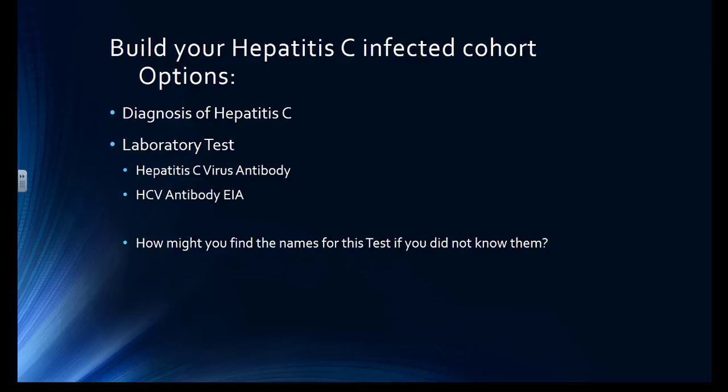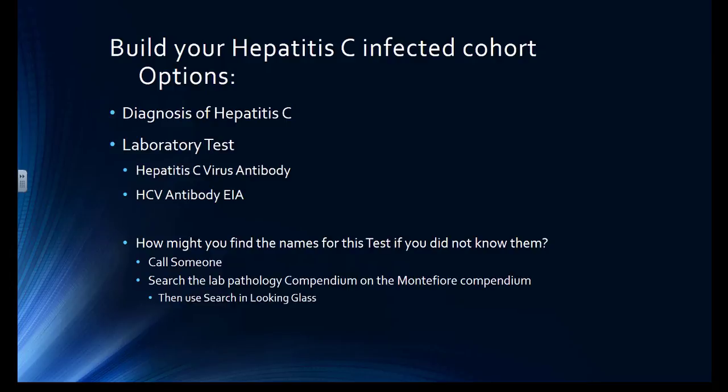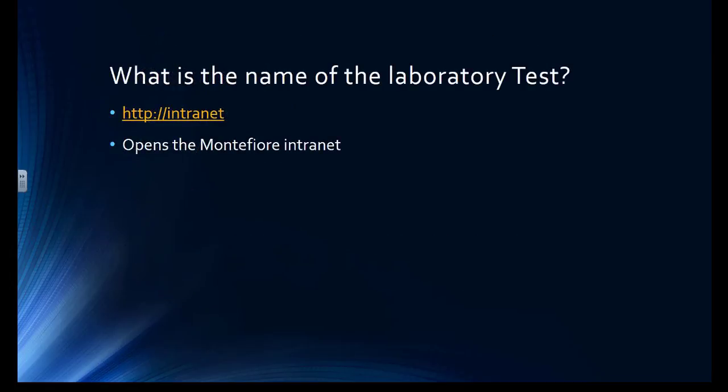Now, how might you find the names for this test if you did not know them? Well, you might call somebody up. Or you'd search the laboratory pathology compendium on the Montefiore compendium. And then after you have the different names from the compendium, you'd search in Looking Glass to find whether those are represented in the laboratory data of Looking Glass. Let's actually do this exercise right now.